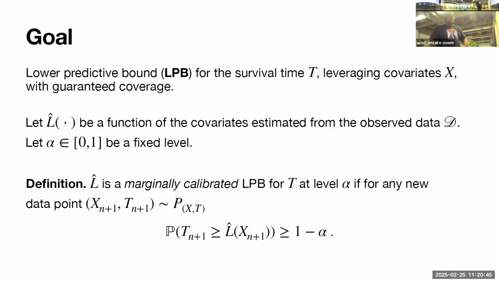That is, if for any new data point from your underlying population, so a doctor sees a new patient, they observe X and T n plus 1 for that patient, they ask them, and they want to predict T n plus 1.